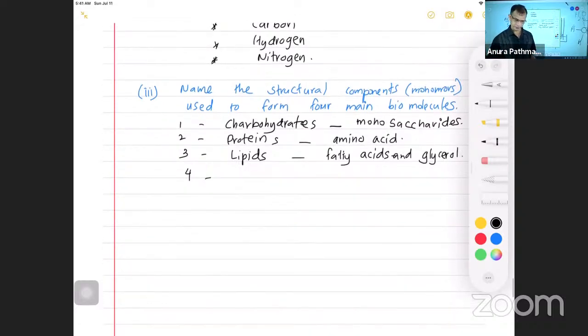And the last one, nucleic acid. What is the monomer? How are the nucleic acids made? Nucleotide. Thank you. Nucleic acids or nucleotide. Okay.